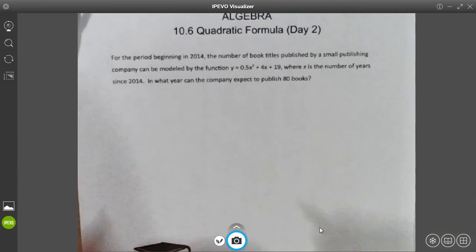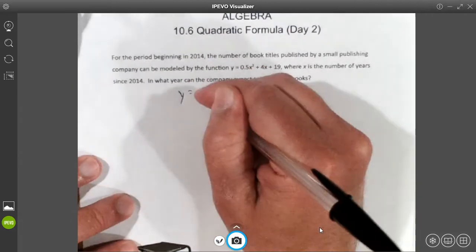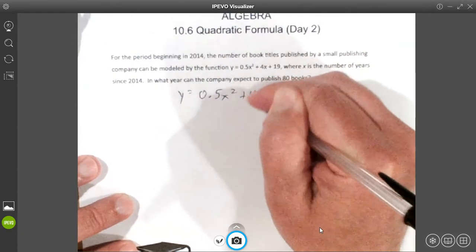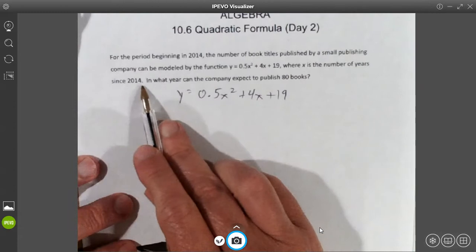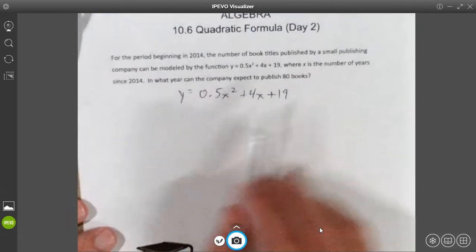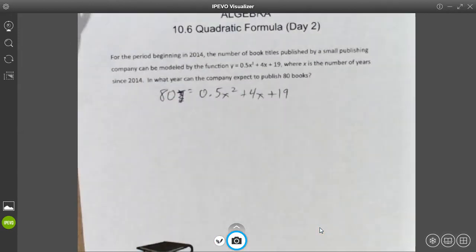Okay, so we've got this equation here, this function, 5/10 x squared plus 4x plus 19, and x is the number of years since 2014. Hold on to that information. That's going to be key here in a minute. And we want to know, hey, when is y going to equal 80? When are they going to publish 80 books?